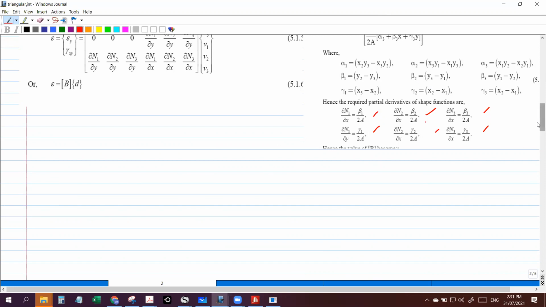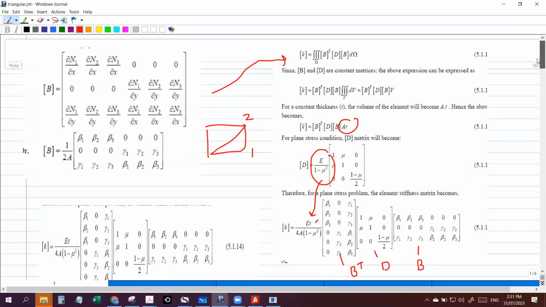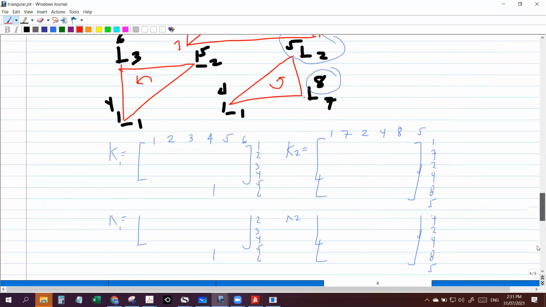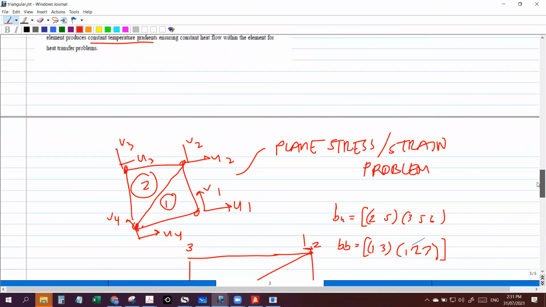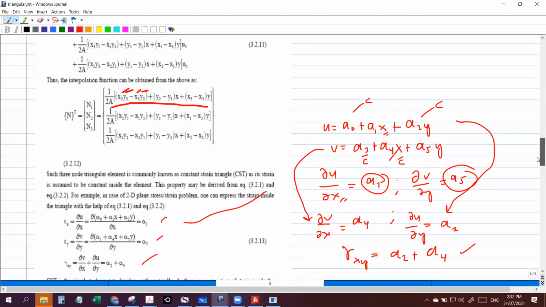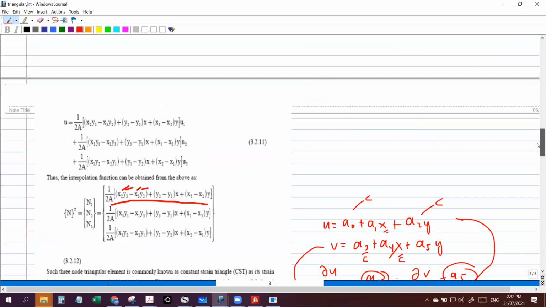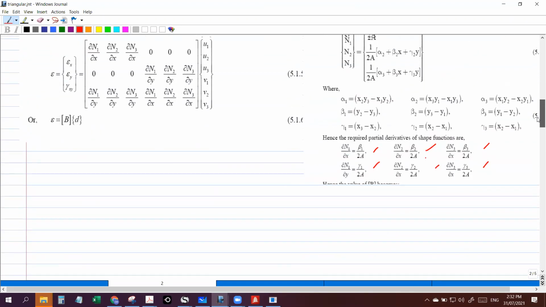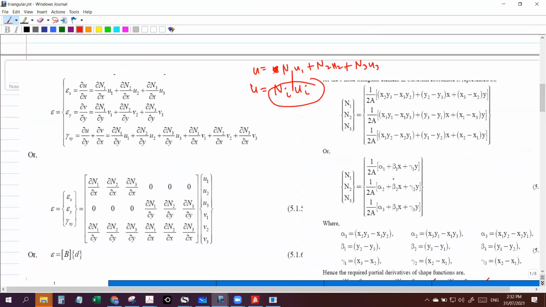But we know that the N matrix, we already know the N. N is this one, the interpolation function or the shape function. Itong x2, y3, mga coordinates. So we will use that 1 over 2a here. Ginamit siya dito.